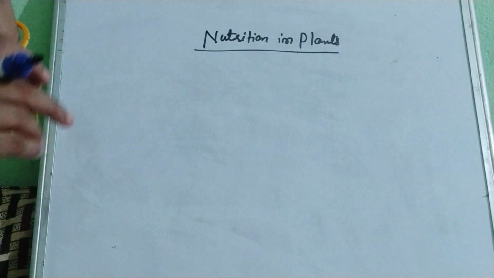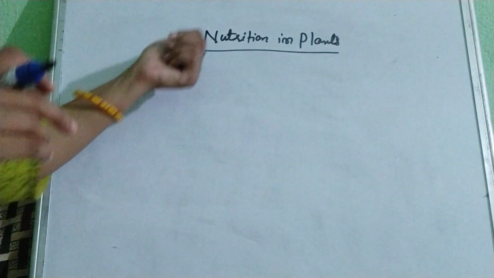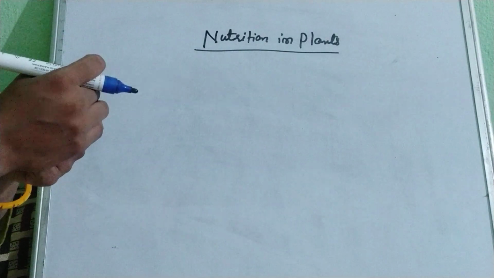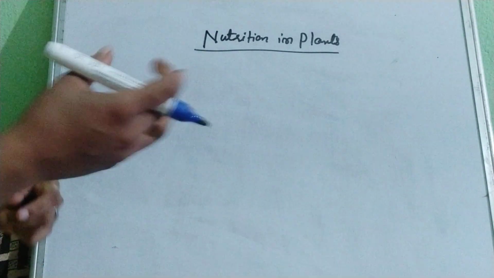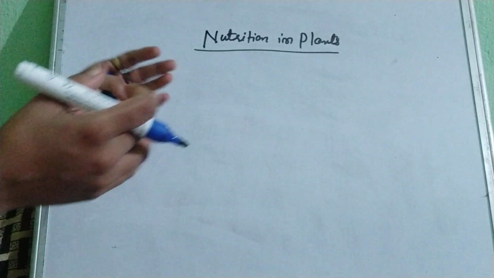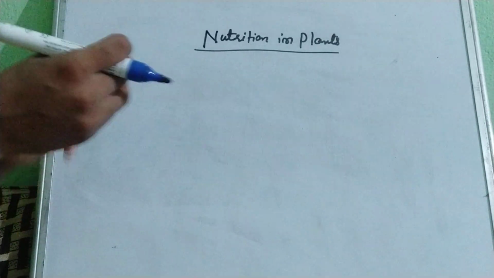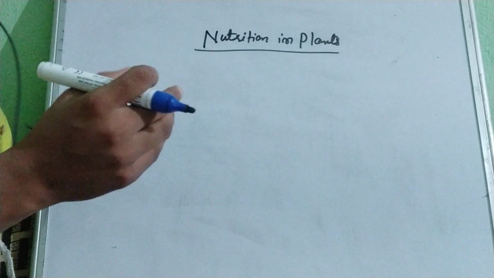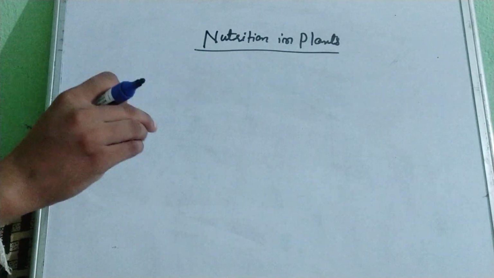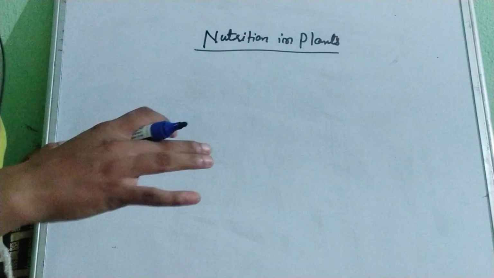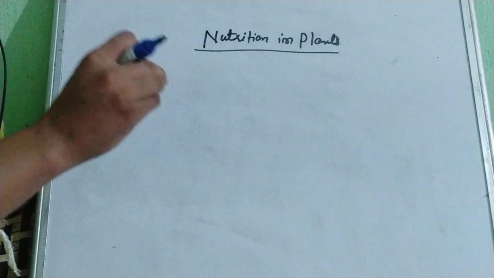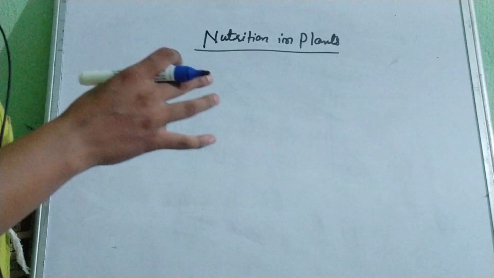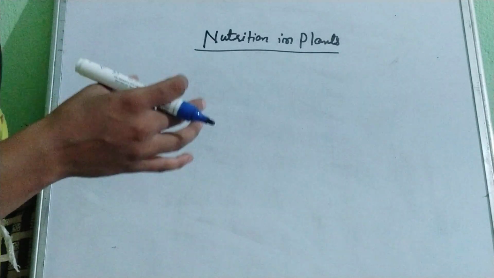Hello all of you. Today I am going to discuss nutrition in plants, how plants take in their nutrition, and what the different processes involved in taking that nutrition are. Very simply, we are all familiar that plants perform the process of photosynthesis. Another thing we know is that plants have leaves, and leaves are called the kitchen of the plants.